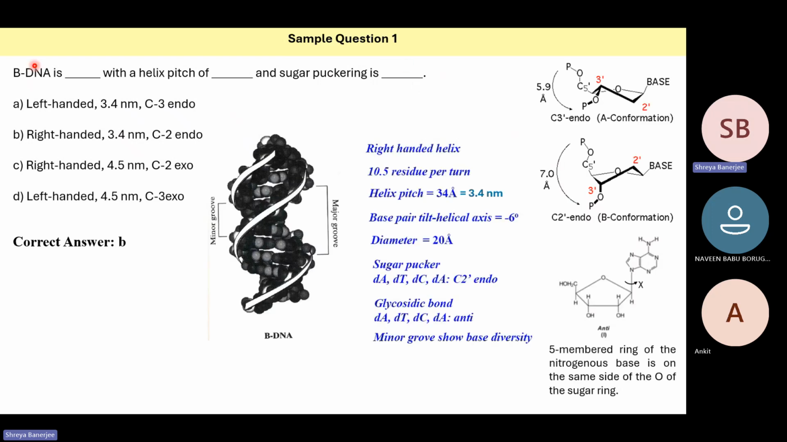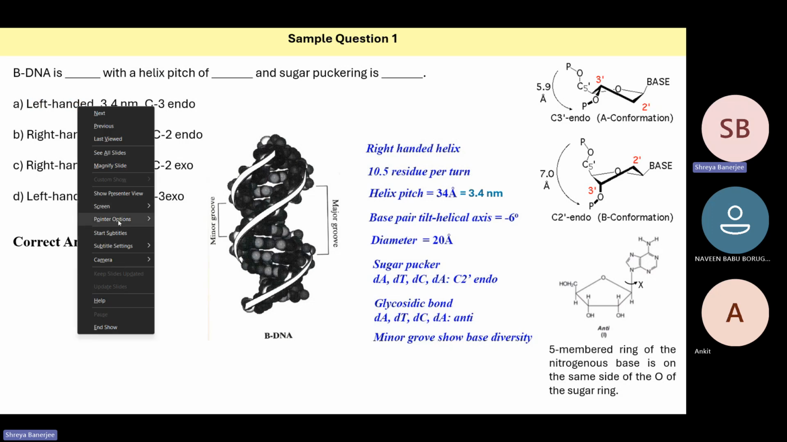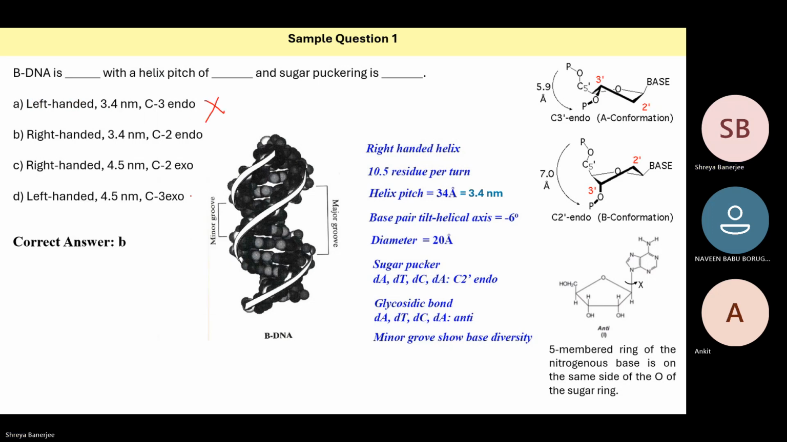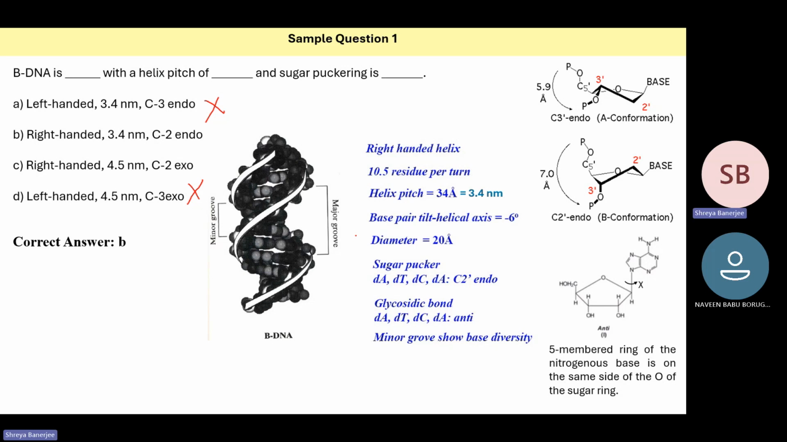We know that B-DNA, which is the most common form of DNA, is a right-handed helix. You can see the helix shown here is right-handed. So automatically options A and D cancel out. Then the pitch of the helix. The pitch of the helix is the rise in helix per turn. So this is one turn of the helix. The rise per turn is 34 angstrom or 3.4 nanometer. So this cuts out, and your correct answer is option B.